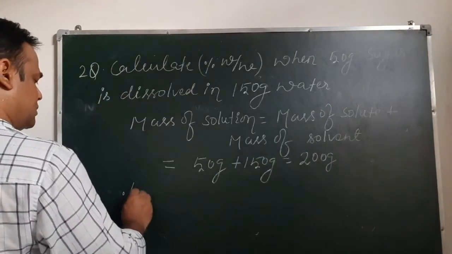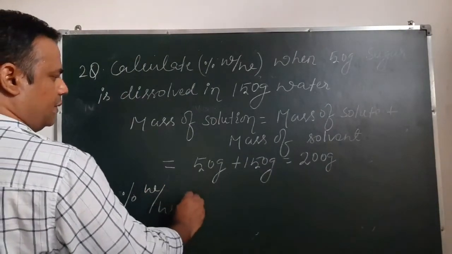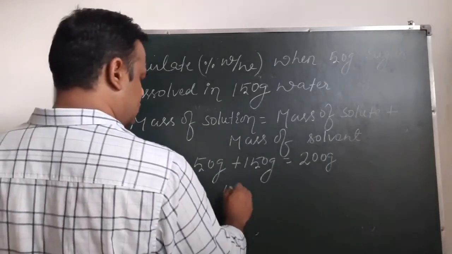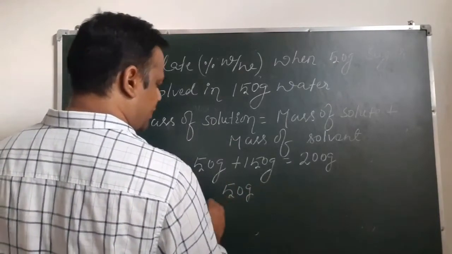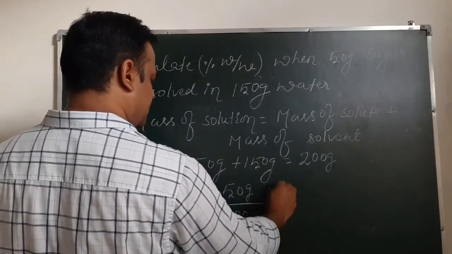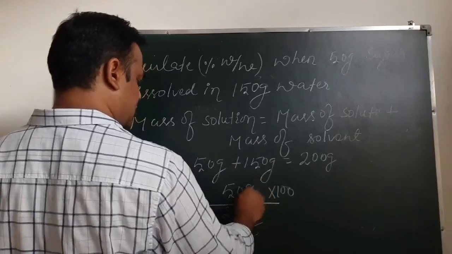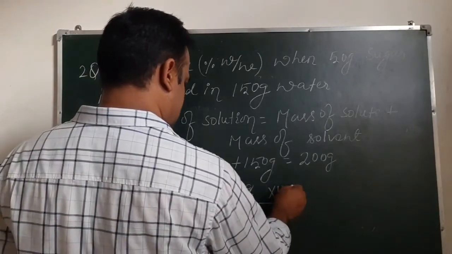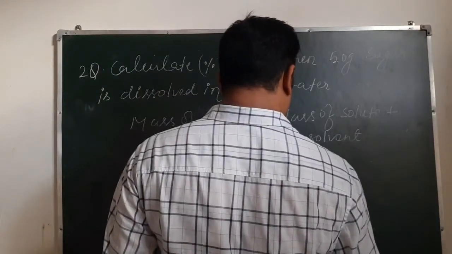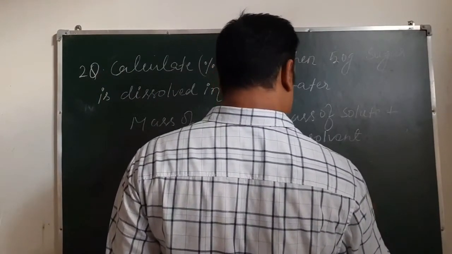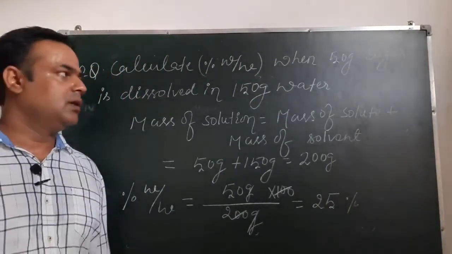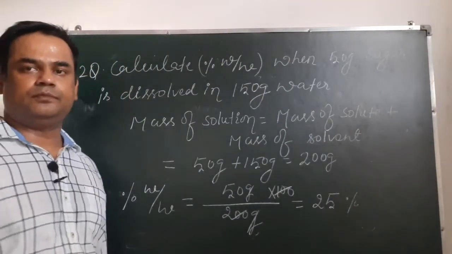So percentage mass by mass will be equal to amount of solute, that is 50 gram, divided by total mass of solution 200 gram, and then multiply it by 100. You cancel out, this will be 2 and here it will be 25%. So we can say that this sugar solution is 25% mass by mass.